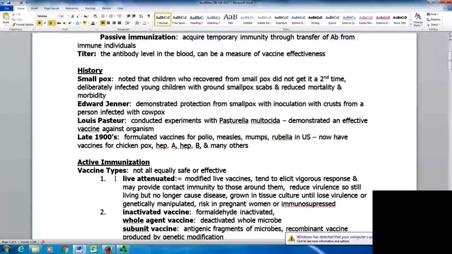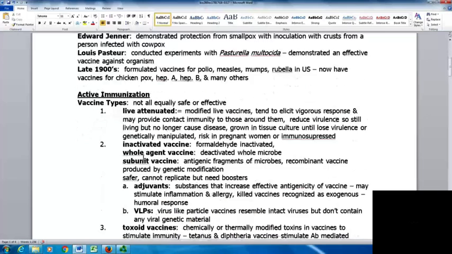Another person who made significant contributions here was Louis Pasteur. He conducted experiments with Pasteurella multocida, and he demonstrated an effective vaccine against the organism. In the late 1900s, we had formulated vaccines for polio, measles, mumps, and rubella in the U.S. We now have vaccines for chickenpox, hepatitis A, hepatitis B, and many others.